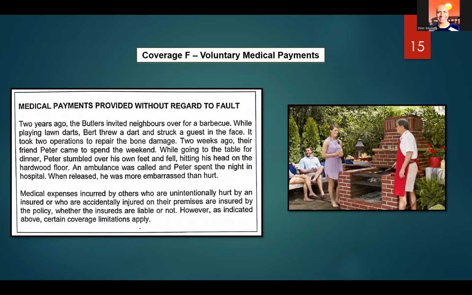So medical expenses incurred by others who are unintentionally hurt by an insured, like the throwing of the dart, or who are accidentally injured on their premises, like Peter stumbling on his own, are covered. Bert didn't cause the stumble. Peter didn't look at Bert and say, oh my God, something like that. He stumbled on his own. And Bert also unintentionally threw the dart and hurt somebody. So for both of them, you can call your insurance company, explain the situation, and say, I want to make a claim on this.